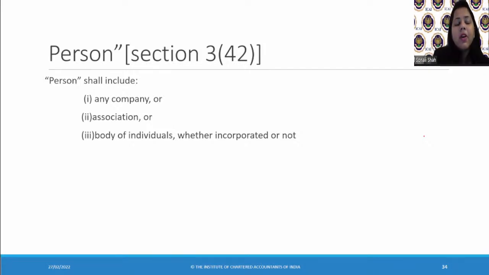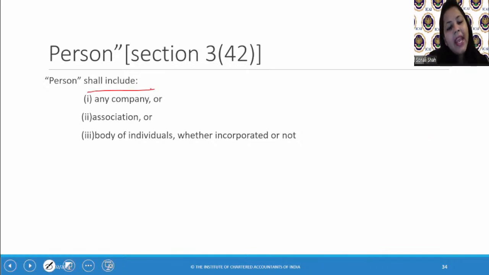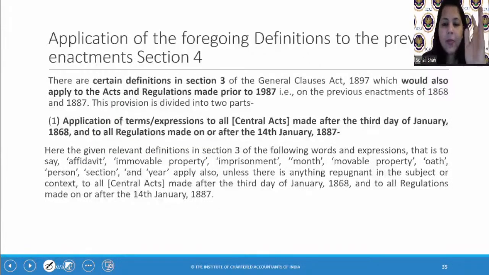So it says person shall include any company or association or body of individuals, whether incorporated or not. So if you look at this, the definition is a little different. It tells you what is included within the word person. So if it is a company, an association, or a body of individuals, irrespective of the fact it is incorporated or not, it will be called a person. Okay? Is that clear?